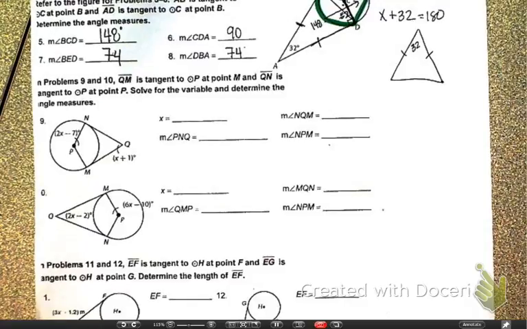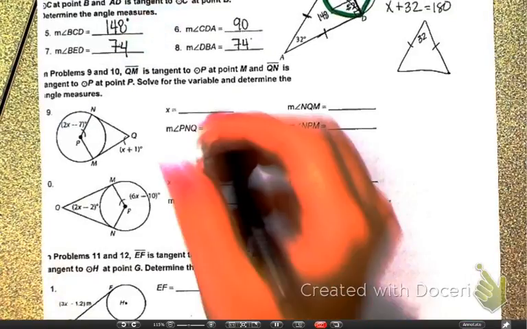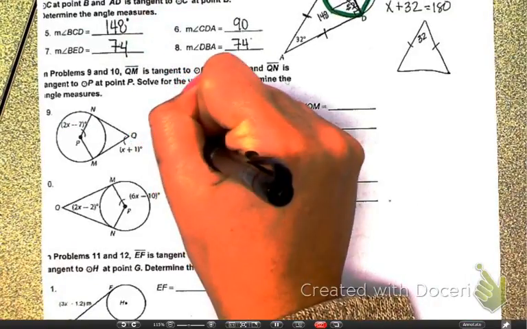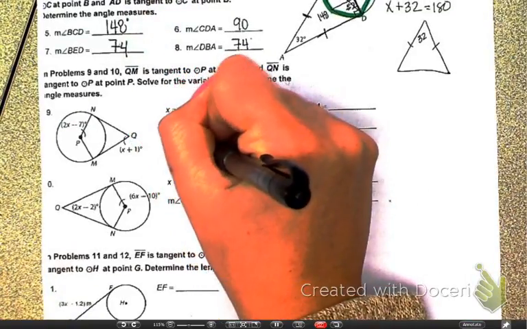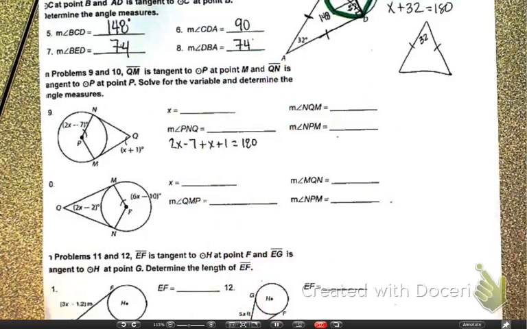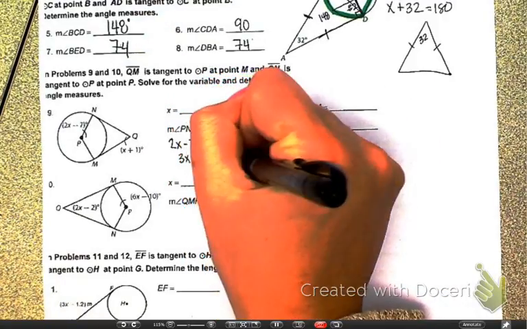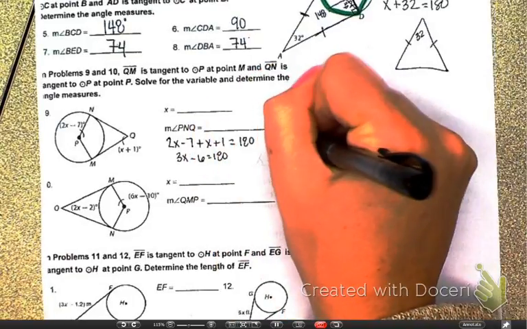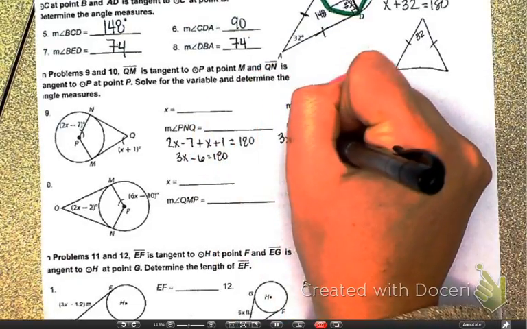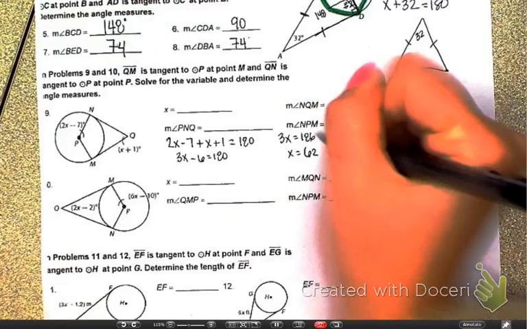Number 9. I have a central angle and a circumscribed angle. What do I know about them? They're supplementary. So 2x minus 7 plus x plus 1 equals 180. If I combine like terms, I get 3x minus 6 equals 180. 3x equals 186. And when I divide by 3, I get x equals 62.